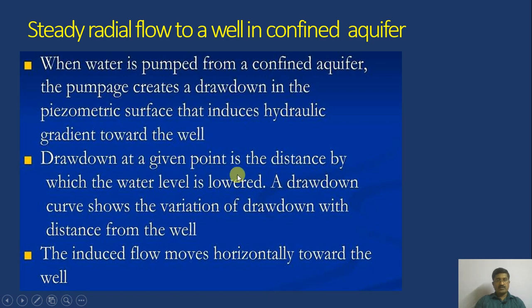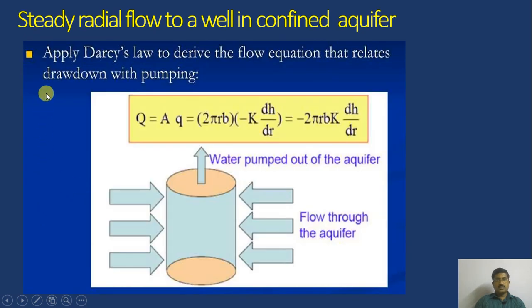Drawdown at a given point is the distance by which the water level is lowered. A drawdown curve shows the variation of drawdown with distance from the well. The induced flow moves horizontally towards the well. Now we apply Darcy's law to derive the flow equation that relates to drawdown due to pumping.